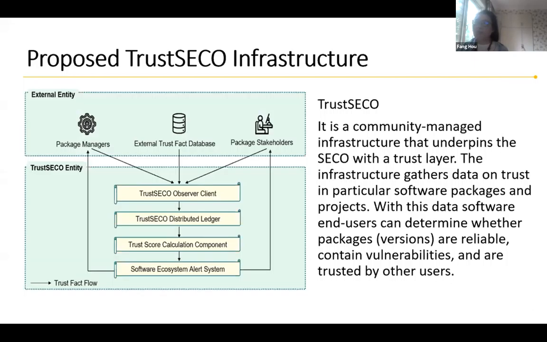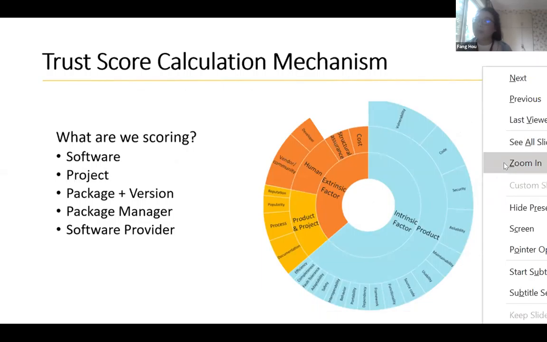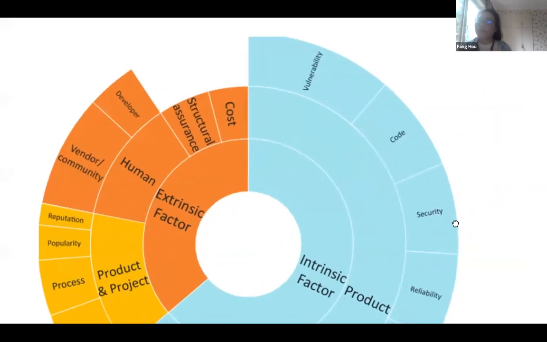Back to the infrastructure, we will design a trust score calculation mechanism to calculate the trust score based on the trust facts stored in the distributed ledger. This is the sunburst chart, which is part of the SLR we're currently working on. It shows some factors we are collecting from the literature. If you can't see it clearly, I can zoom in.